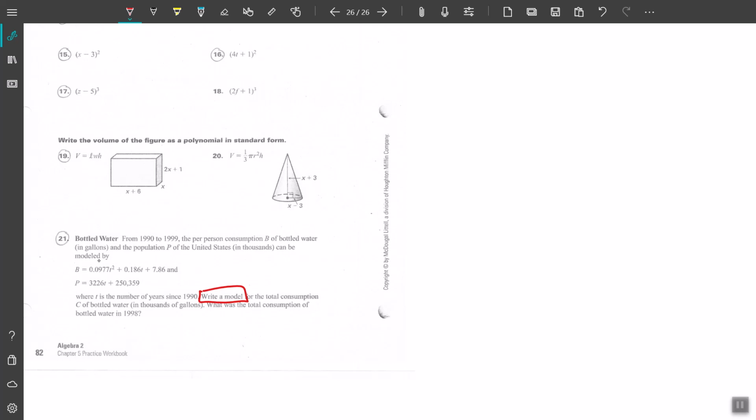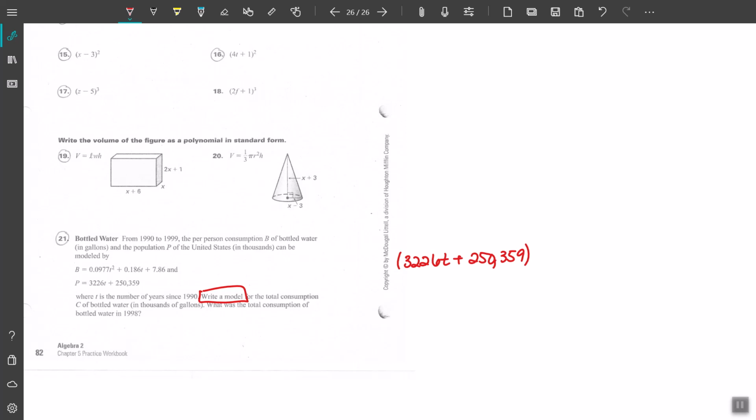This number models the consumption of bottled water per person, and this tells us the model of how many people were in the United States. So if we multiply the two together, we can get an idea. We can get another model that represents bottles consumed in any individual year that we would want to plug in. So we will rewrite the two of these. I'm starting with that bottom one for no particular reason.